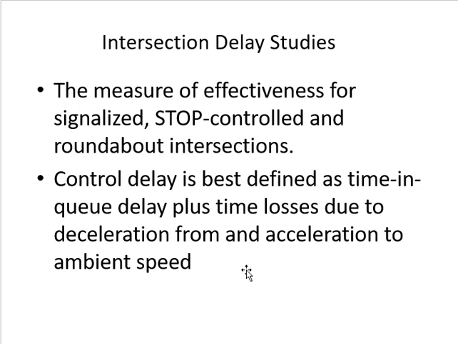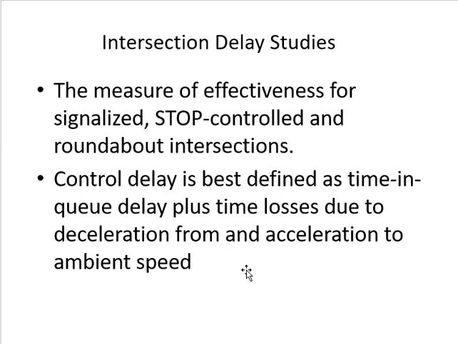The delay we have seen in the examples up till now was all stop delay. When the car is stopped, we call it delay. But on intersections, we are not interested in stop delay. We are interested in something more, which we call control delay, and there is another word for it which we will learn later. Control delay is more than stop delay. It includes three things: the time in queue, the deceleration, and the acceleration back to ambient speed.